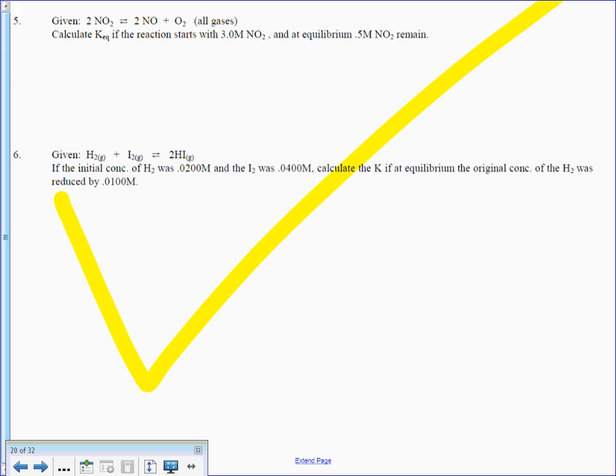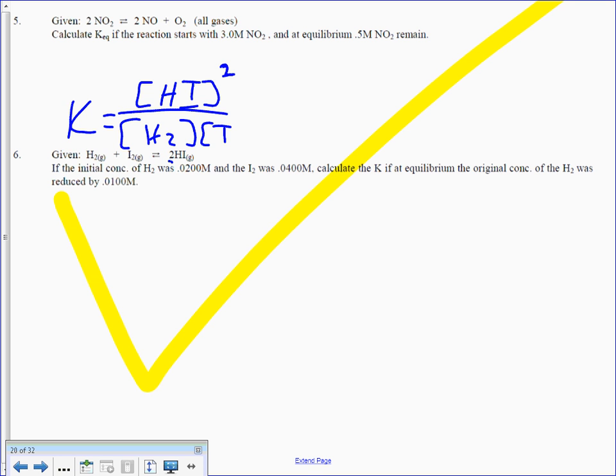So I'm sure you guys set up the K expression. What was your K expression here? The concentration of just HI, and that squared. That 2 just becomes an exponent, that's the squared, over hydrogen times iodine. Okay, and that value is not given to us. That's what we are solving for.